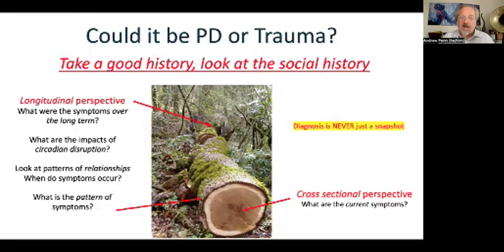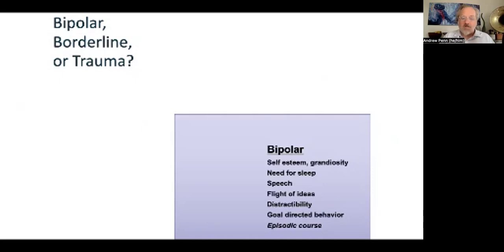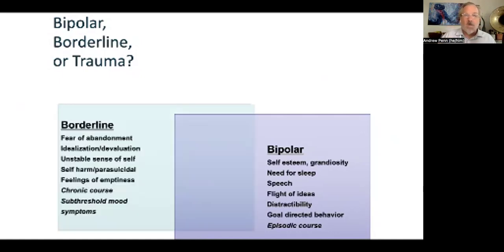So we never make a diagnosis from just a single snapshot. That's insufficient information. We need to get the longitudinal perspective. And it becomes clear when we start to look at the overlap of these symptoms, right? So here's your classic bipolar symptoms. We see the energy dysregulation, we see the goal-directed behavior, we see that episodic course. It comes and it goes.